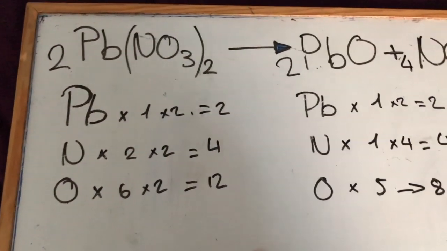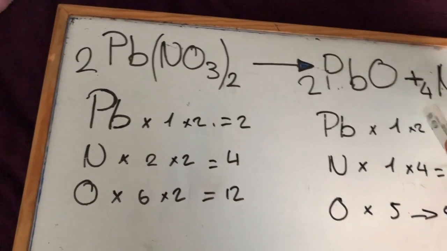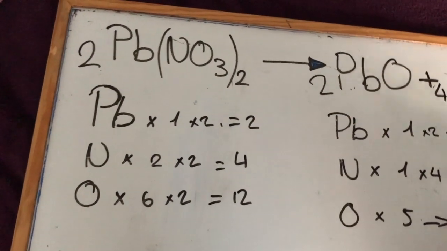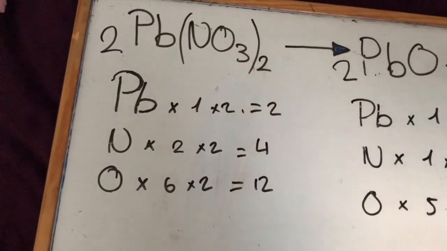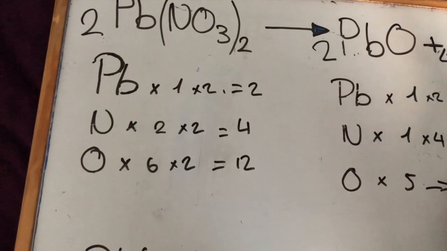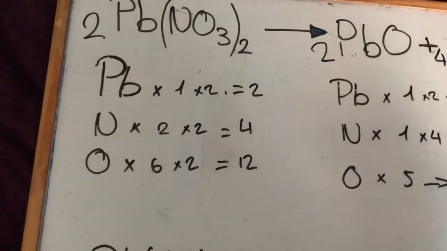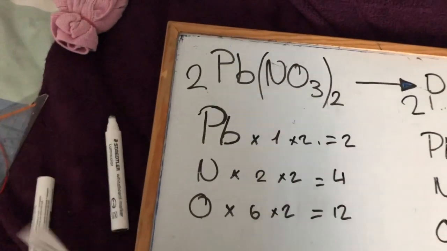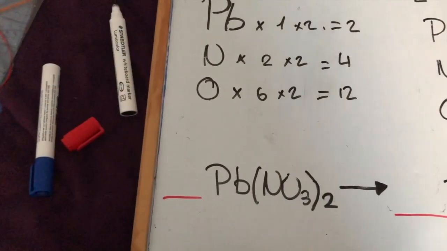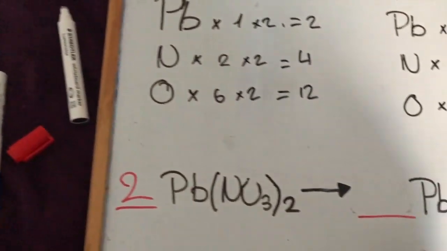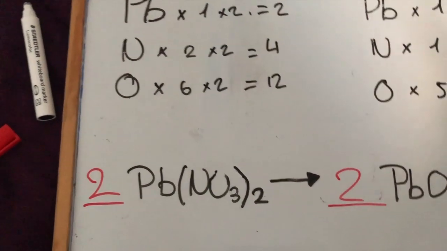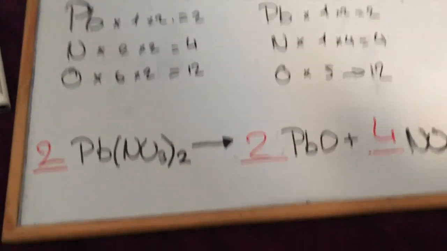And now the last one is oxygen, but we're no longer at 8. Since we changed that to 4, we're at 2 plus 8 plus 2, and that makes 12. So we're all good. That's perfect. And our final equation is 2, 2, and 4.